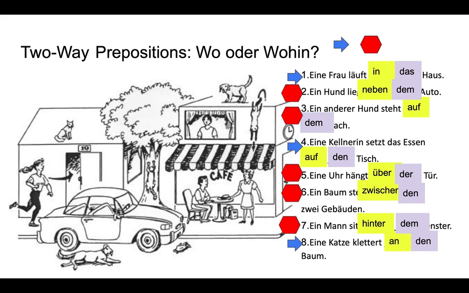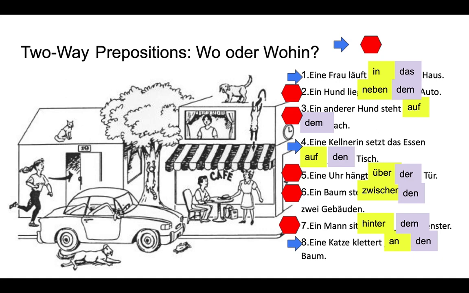Nummer 7, ein Mann sitzt hinter dem Fenster. You could also have said neben or even an for where he is related to the window. He's sitting next to it or he's behind it compared to where we are. Whatever he's doing, he's sitting. He's not going anywhere. So dem Fenster, dative case, is the correct choice.